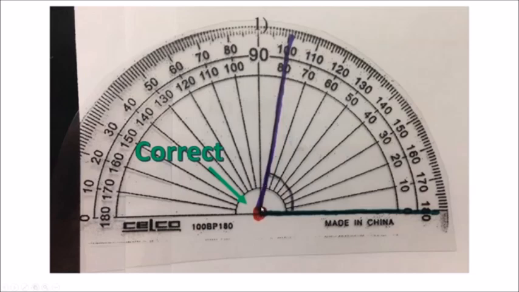What is the measurement of this angle? Well, the measurement of this angle would be 80 degrees because we go from 0 to 80. A common mistake would be 100 because that means you followed the 180, the outer scale, but 100 wouldn't make sense because this is an acute angle, so an acute angle has to be less than 90, which is 80 degrees.